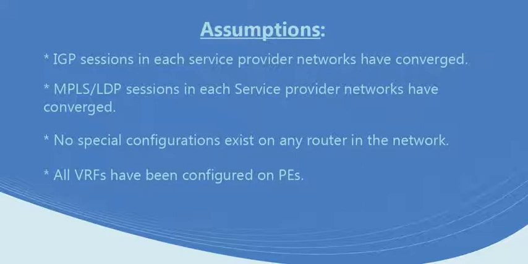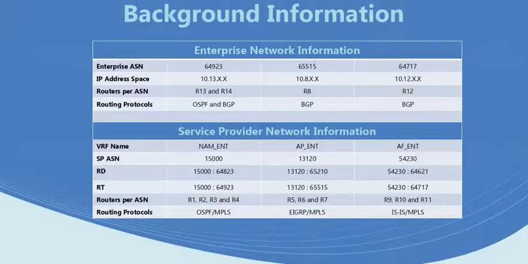In a couple of minutes, we'll go into the configuration section, and I would like to share these assumptions with you. First is that IGP sessions are converged in each of those provider networks. MPLS is also converged. There are no special configurations, and all VRFs on each PE have been configured, except for R11 in this case, which was deliberate, just for you to see how that is done, in case you're not familiar with this solution. Here is the background information that captures the service provider VRF information and also the enterprise network.